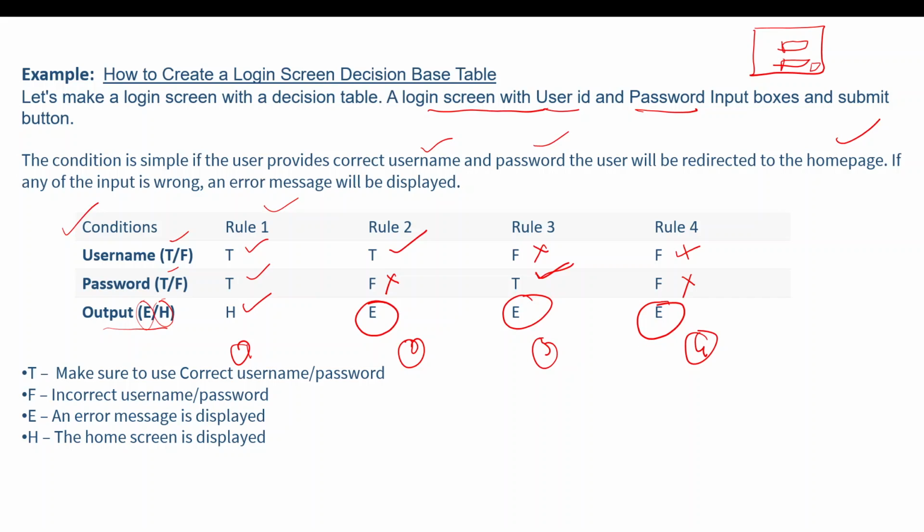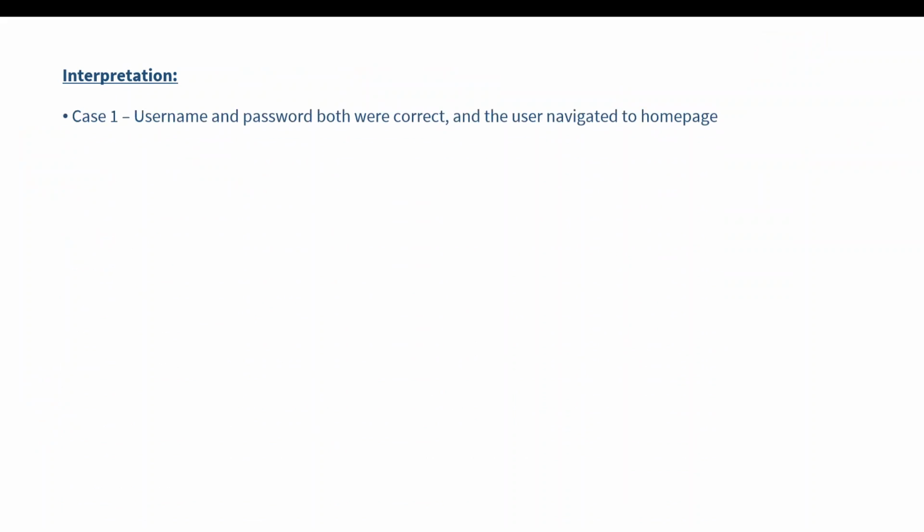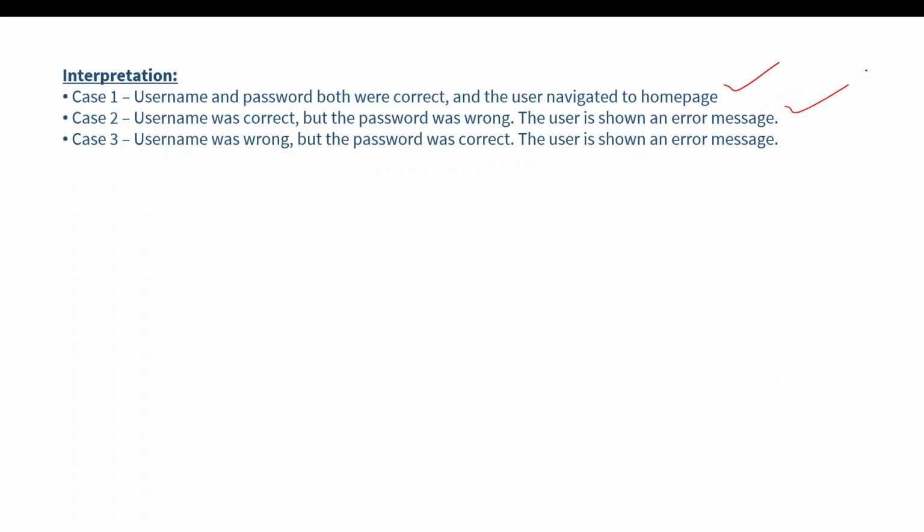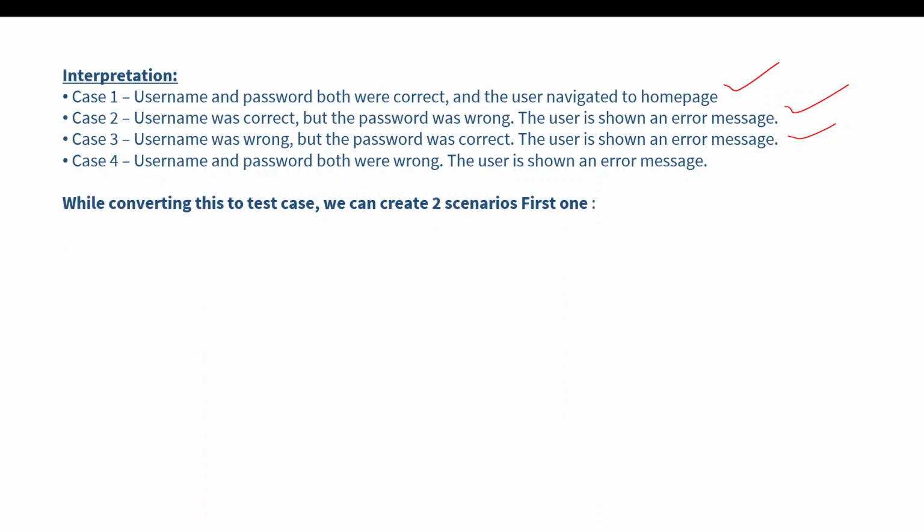So this is about decision table testing. So what we have learned from here, what is our interpretation, what are the different test cases? Username and password both were correct, user navigated to home page. Username was correct but the password was wrong, the user is shown an error message. Third is username was wrong but password is correct, then user is shown the error message. And last one is if both are incorrect, then we should get the error message.